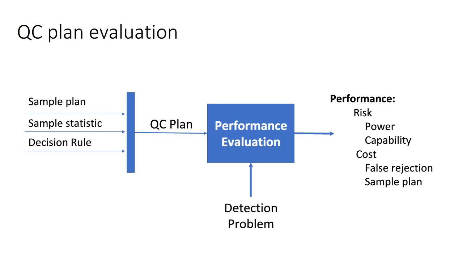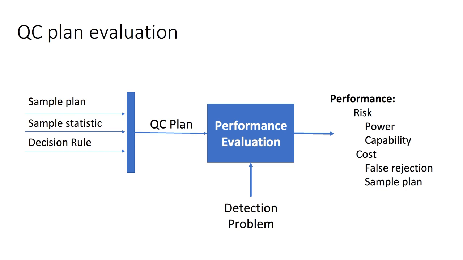This slide shows an overview of QC plan evaluation. The QC plan, as we've seen, consists of a sample plan, sample statistics, and a decision rule. The QC plan is evaluated relative to some detection problem. And this is important. The performance of a QC plan depends on what you're trying to detect.